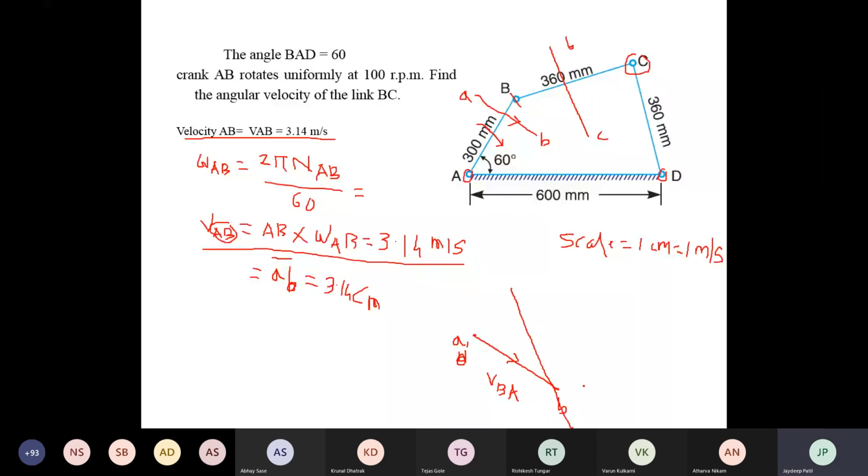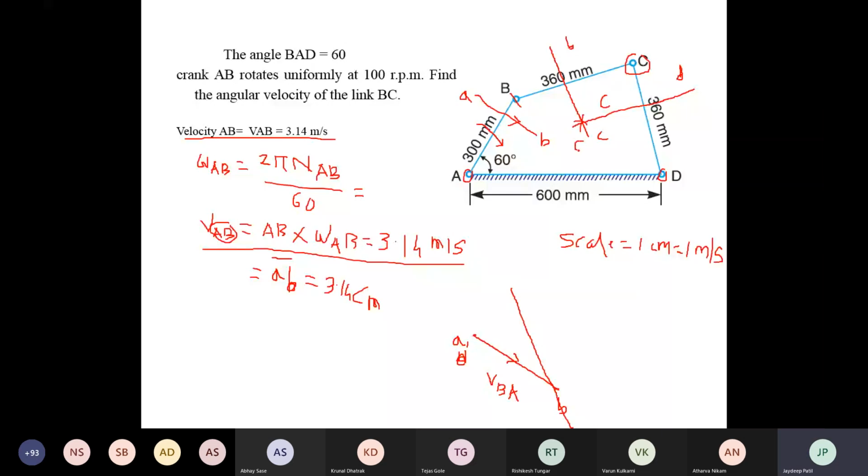Next, you have to draw the next vector CD, which is perpendicular to the link CD. This is the vector CD, or you can write it as DC. You have to extend it. You will get the intersection point, which is your C point. This is the C point.